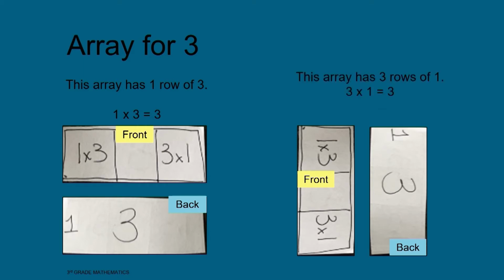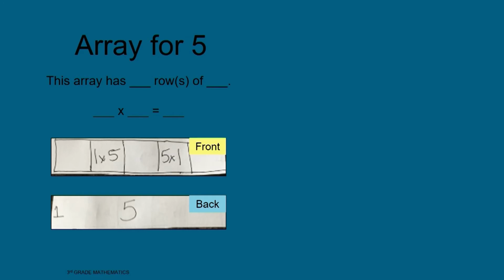For this one, we say that this array has 3 rows of 1, which is 3 times 1 equals 3. Here's the array for 5. Use the sentence frame to describe it and say the equation that matches. This array has one row of 5, so 1 times 5 equals 5.